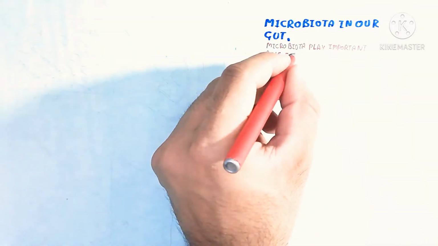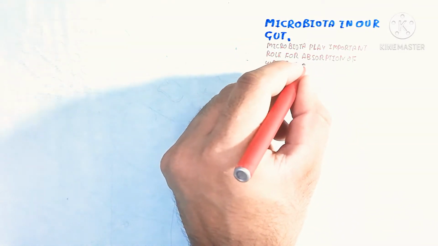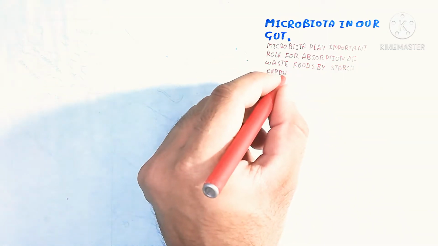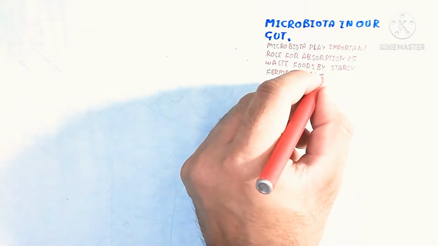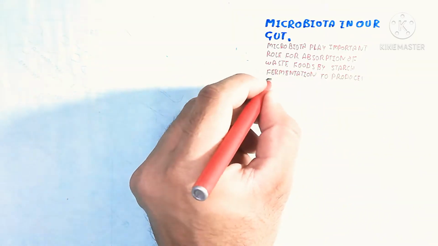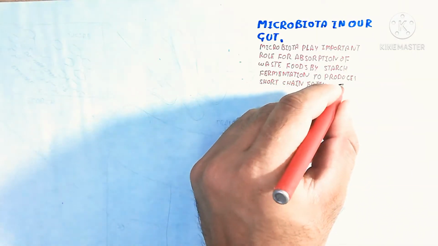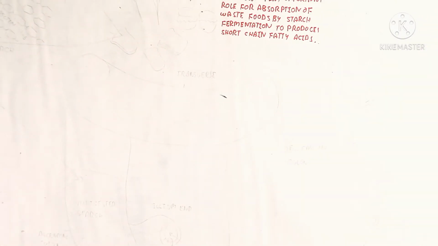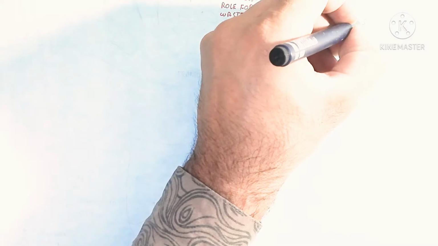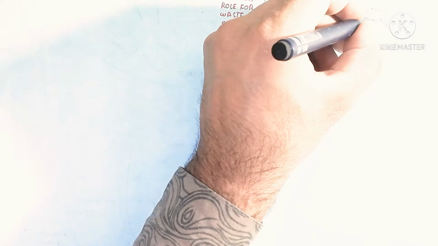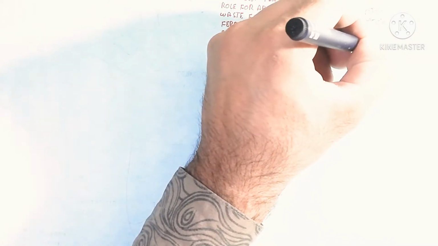So here we will discuss the microbiota that play an important role in the absorption of waste foods, by starch fermentation to produce short chain fatty acids. In our gut, the large intestine contains bacteria. These bacteria play an important role as mutualism, which is a type of symbiosis. It means the bacteria are also helpful for getting food while they produce short chain fatty acids, which are good for our health.